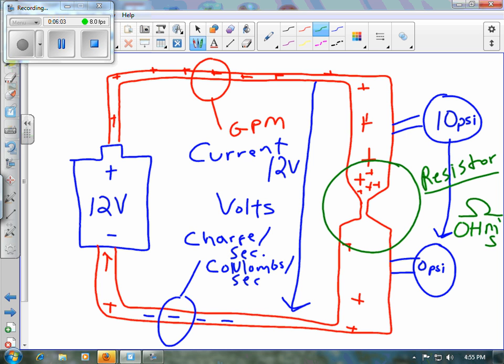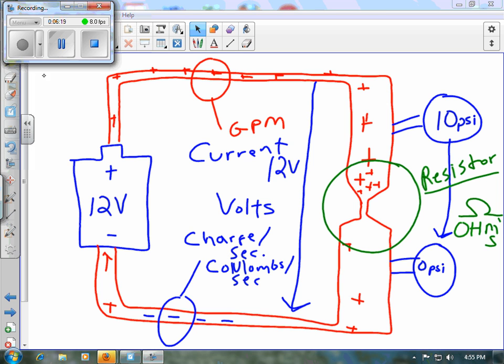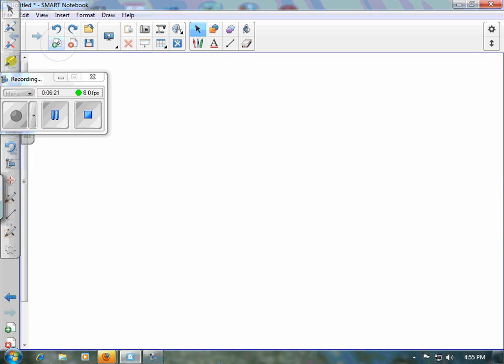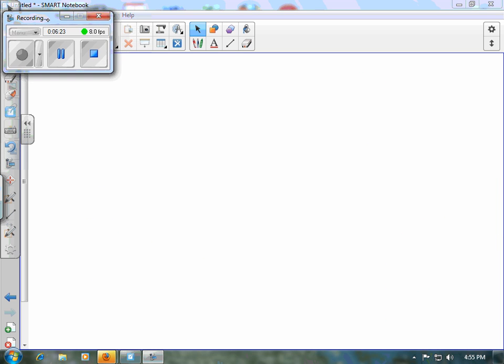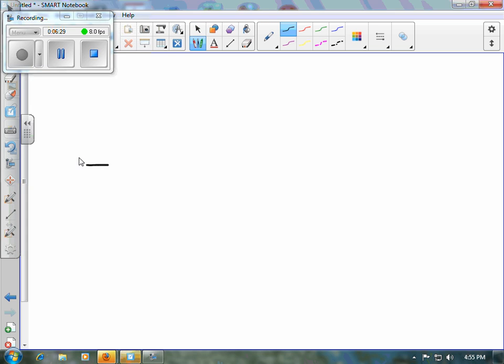Now let's take all of these variables and draw them schematically and write the very simple equation, which is known as Ohm's law. All right, let's go to a new slide. I'm going to draw the same circuit, but this time as an electrical schematic. So I'm going to draw my battery.